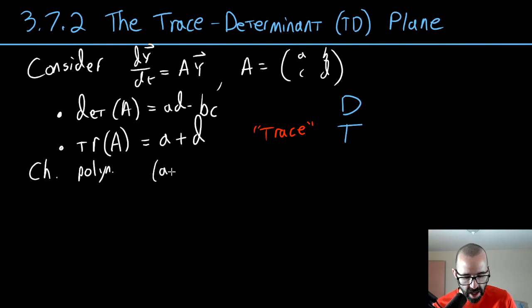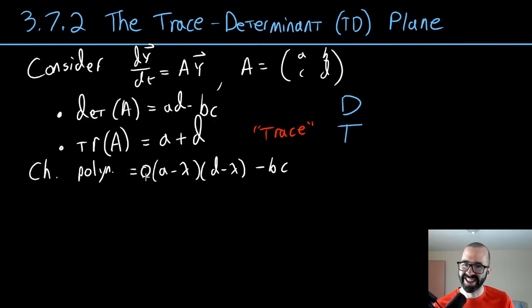which is just going to be the determinant of A minus lambda I. So (A minus lambda) times (D minus lambda), minus B times C. We want that to equal 0. Let's simplify a little bit. Humor me, I just love doing math.